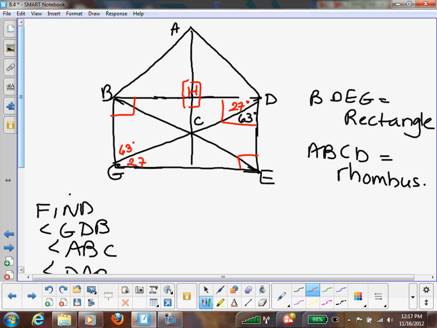Possibly. Why? You are correct. Okay, you are right, but we need to figure out why. So when you looked at that, what did you see? What kind of a figure did you see? Were you looking at the rectangle or the rhombus? Okay. Anybody know why this is supposed to be 27 degrees?